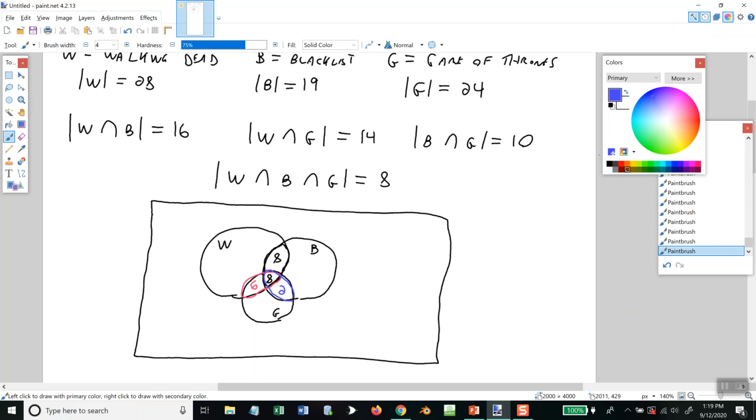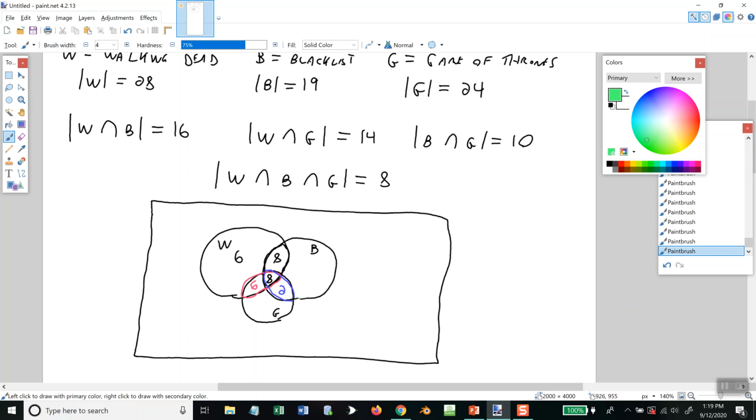Now last, W total, the cardinality of it, is 28. Looking at the circle for the W, I've got 8 here, 8 here, and 6 here. 8 plus 8 is 16, plus 6 is 22, and the cardinality is 28. So this has to be 6, because all of these have to add up to 28.